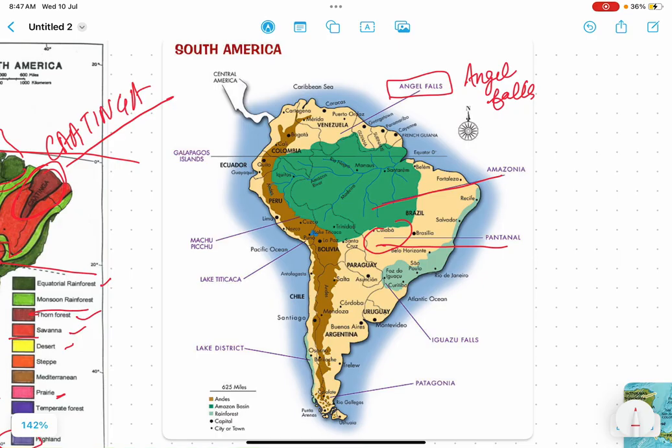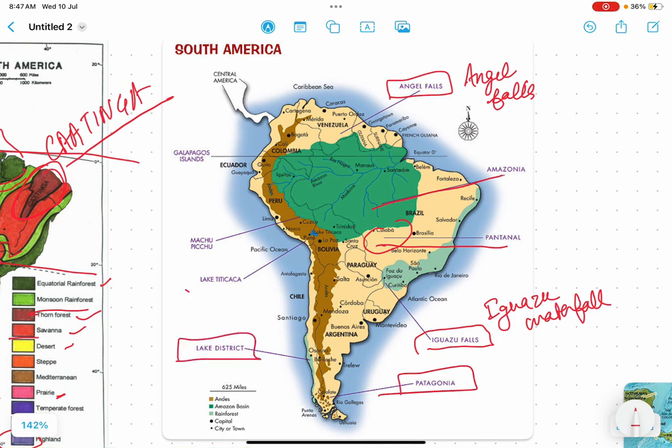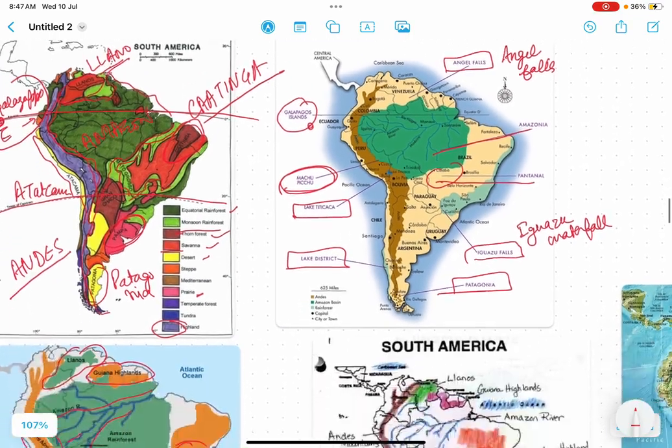This region is called Pantanal. Then we have in Brazil the Iguazu waterfall. Then we have Patagonia, as we have studied. We have Lake District right here. We have Lake Titicaca. We have Machu Picchu, the famous Machu Picchu mountain, right. We have Galapagos Island right here, right. And all of these places, as you can look at the map by yourself.